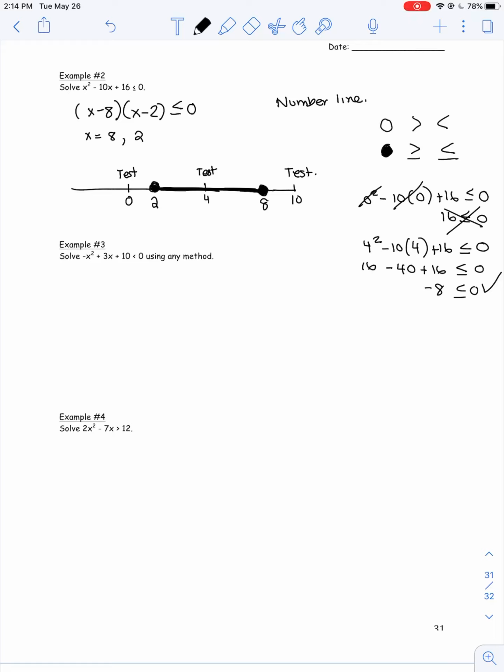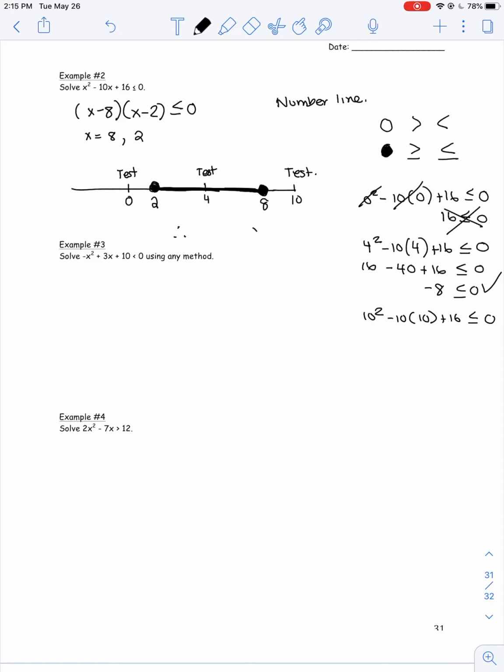And then for the sake of testing it out, I'm going to pick 10, but I know that's not going to be the answer because it's either ever going to be the outsides when it's quadratic or the inside, but not both. So in this case, I'm going to test out 10. 10 squared minus 10 times 10 plus 16. Is it less than or equal to 0? Let's see. Well, that's going to be 100 minus 100 plus 16, so that's not true. So as you can see, we don't include that part of the solution.